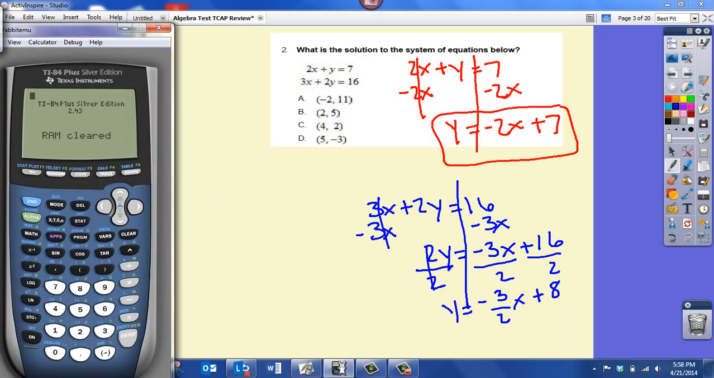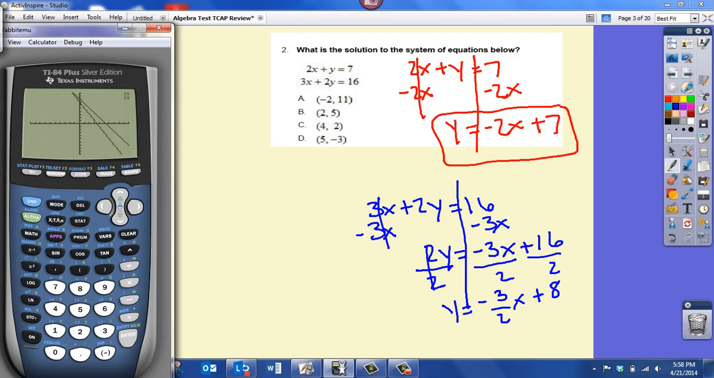Bring up my calculator. And notice I've cleared my memory. The first one I'm going to put in is negative 2x plus 7. Come down to my second equation, and here's where you have to be careful. Make sure you put every fraction in parentheses, and then plus 8. And then I just graph that.